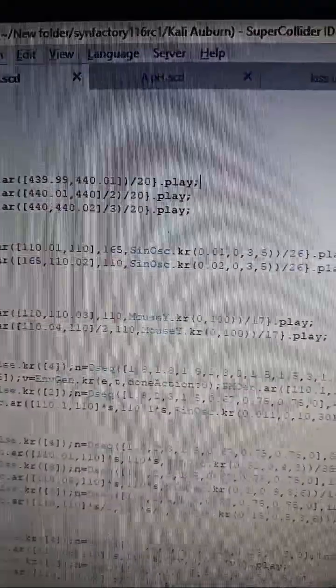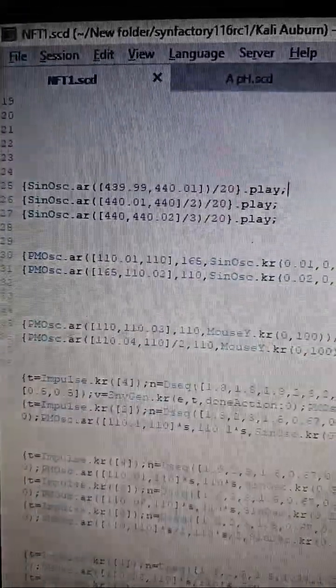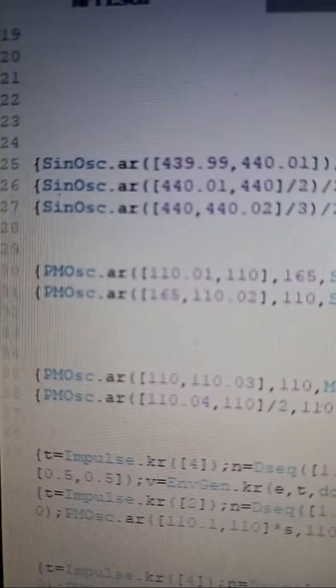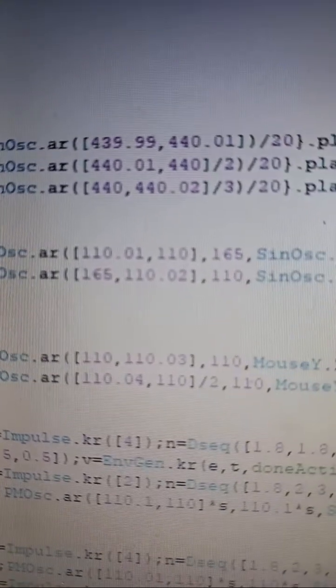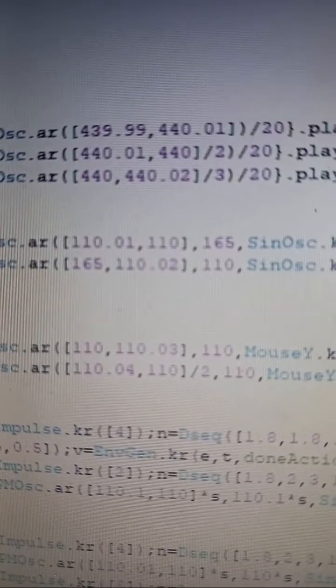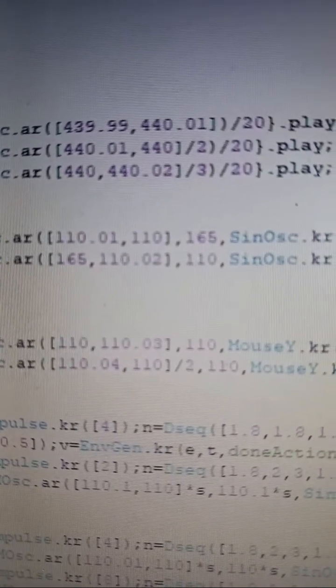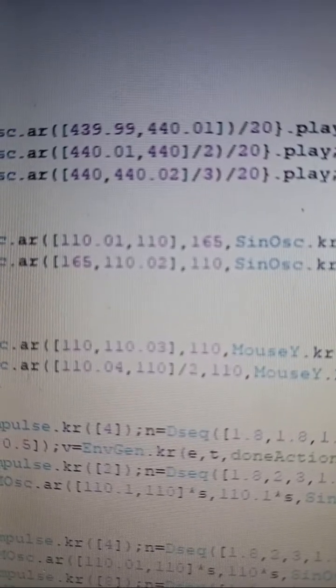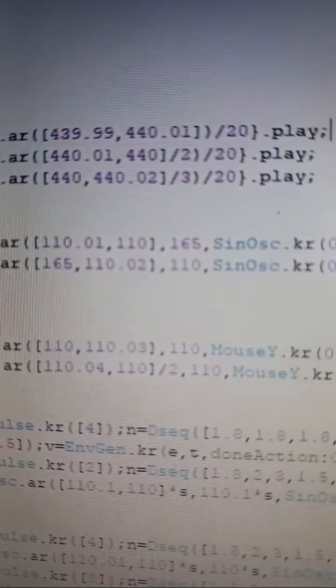Booting server. So this is going to be our stuff that I'm going to play with. And these are some very, very simple oscillators. Okay, let's go. I have these set at 439.99 and 440.01.